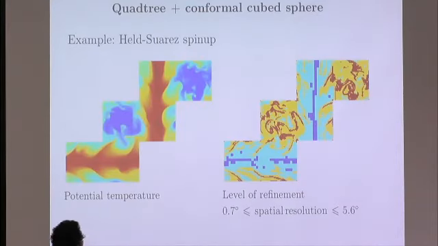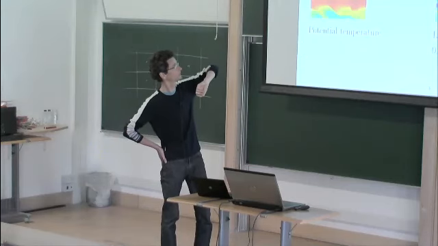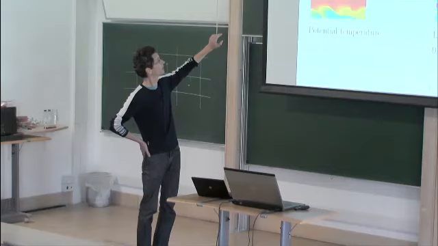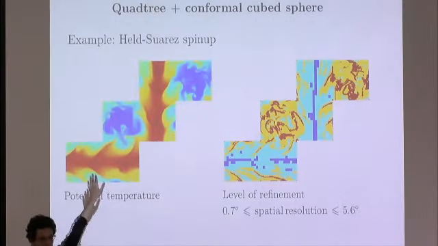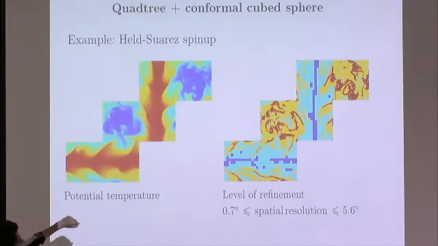So why am I interested in this? Well, what I want to do is combine quad-tree adaptivity and do quad-tree on the sphere, essentially. So one choice is to do the quad-tree and the conformal cube sphere combination. Just to show you an example to give the context, that's a Held-Suarez spin-up simulation. On the left side, you have the projection of the cube sphere, the 6 patches on the plane, so that's in computational space. What you see is the field of surface potential temperature.